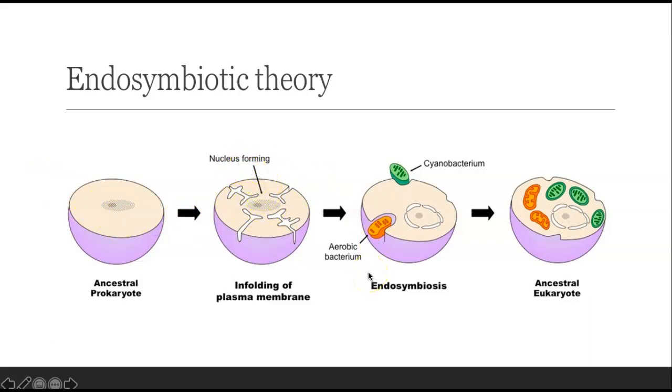And then there was an endosymbiosis, which means that some aerobic bacterium and a cyanobacterium, which is something that can do photosynthesis, two bacteria entered this larger bacteria, and they started to live. Instead of getting eaten, they just started to live within this cell, and that became our very primitive mitochondria and our very primitive chloroplasts. And so this is the theory for which we went from only prokaryotes to now having eukaryotes.